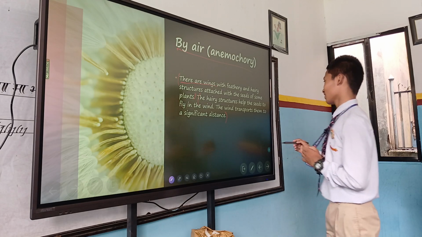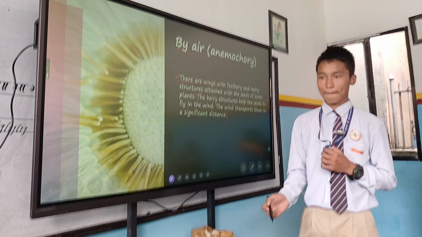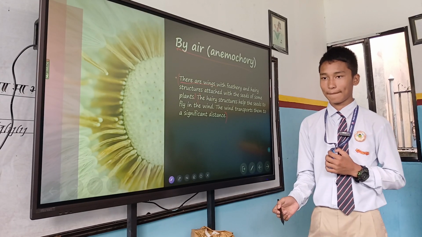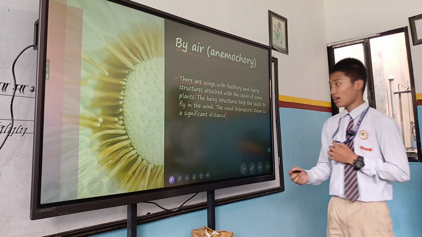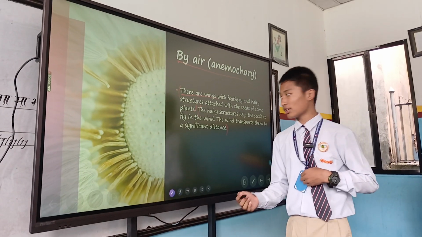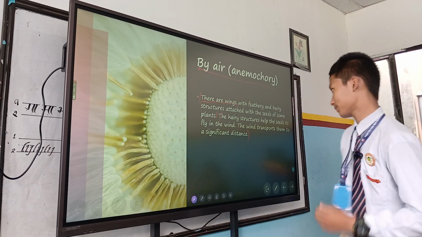The hairy structures help the seeds to fly in the wind. The structures with hair and wings help the seeds to fly through the air and transport them to a significant distance.